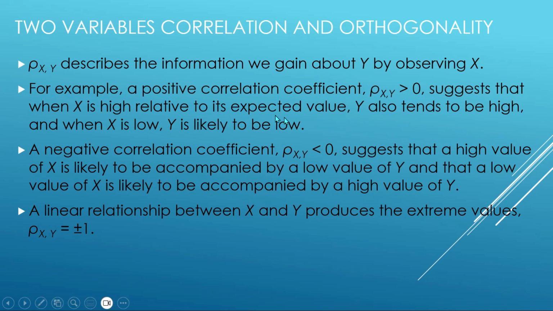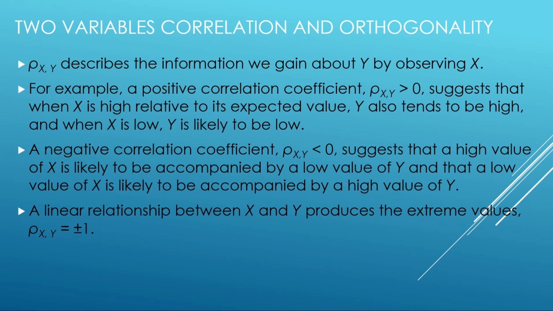However, if a negative correlation coefficient, rho is less than 0, then a high value of X is likely to be accompanied by a low value of Y, and a low value of X is likely to be accompanied by a high value of Y. It means that when the correlation coefficient is negative, then it is inversely proportional. That is, if X is high relative to its expected value, then the value of Y tends to be low relative to its expected value, and vice versa.